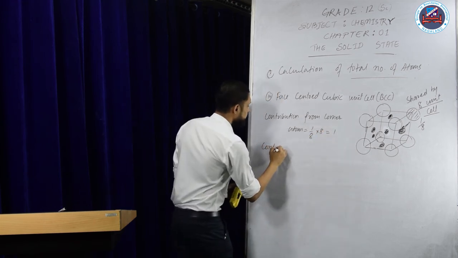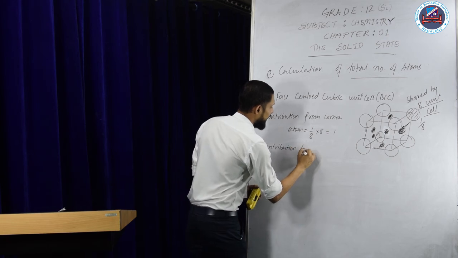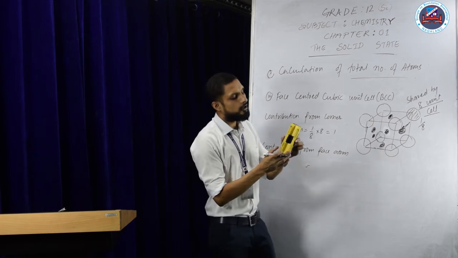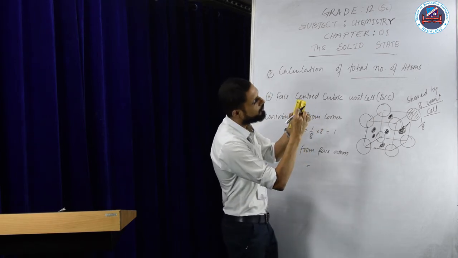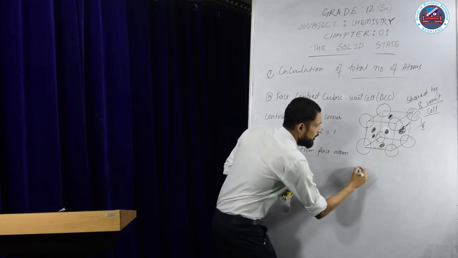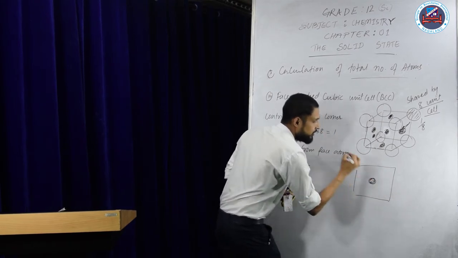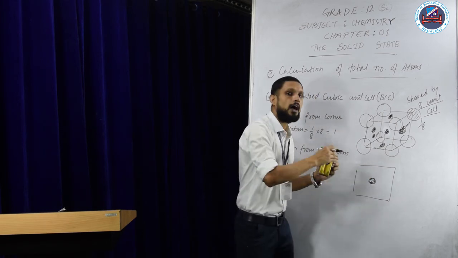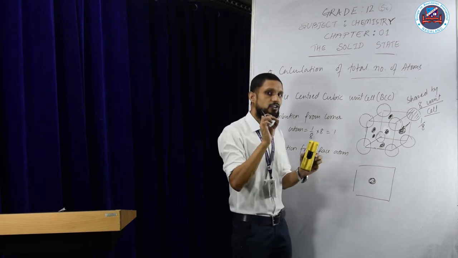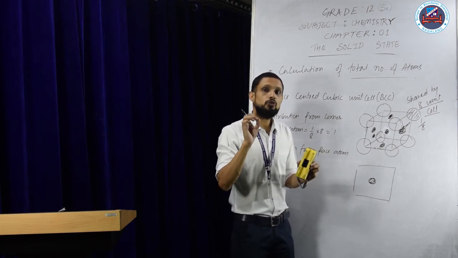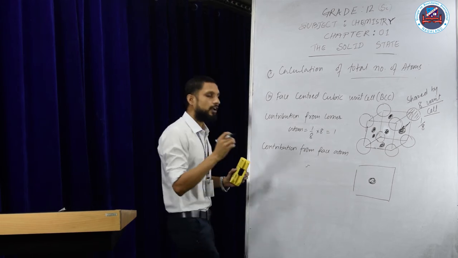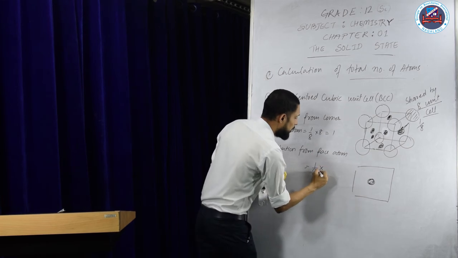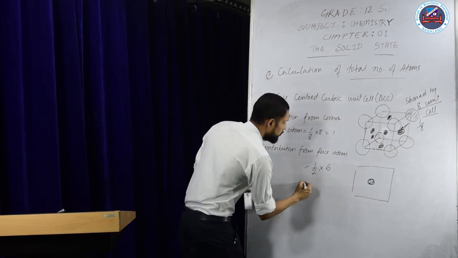Now the contribution from face atoms. If the atom is present at the face, that means it will be present at the center of the face. Say if this is a face, the atom will be present here at the center of the face. Now if the atom is a face atom, it is shared by one more unit cell. That means each face atom is shared by 2 unit cells. So the contribution from each face atom is 1 by 2. We have 6 face atoms, so 1 by 2 multiplied by 6 is equal to 3.